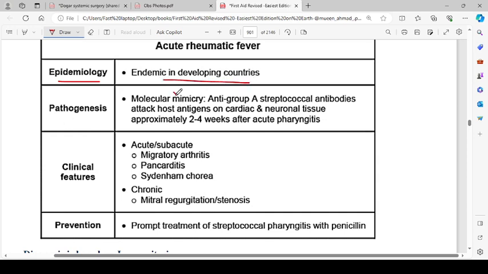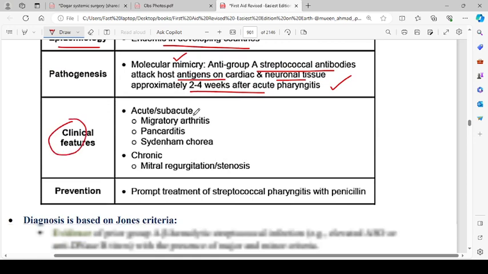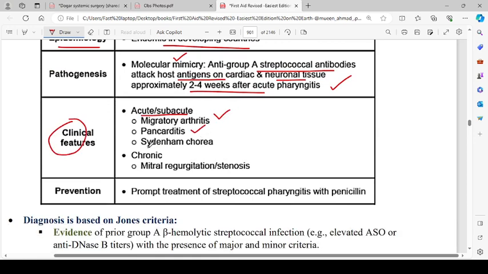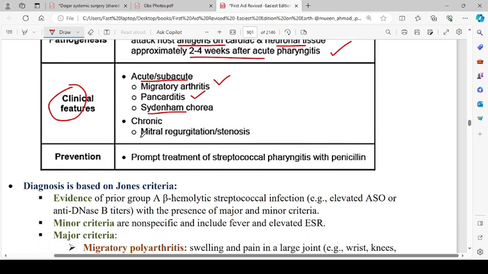Acute rheumatic fever, the epidemiology is endemic in developing countries. Pathogenesis, molecular mimicry. Anti-group A streptococcal antibodies attack the host antigens of the cardiac and neuronal tissue approximately 2 to 4 weeks after acute pharyngitis. The clinical features are acute, subacute migratory arthritis, pancarditis, Sydenham chorea. For the chronic cases, mitral regurgitation and stenosis is seen. Prevention, prompt treatment of streptococcal pharyngitis with penicillin.